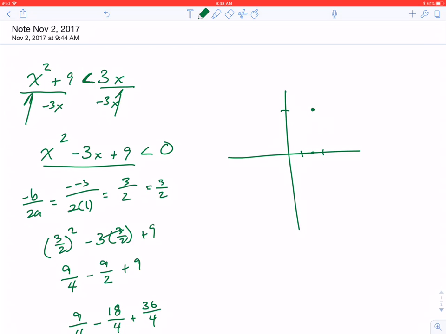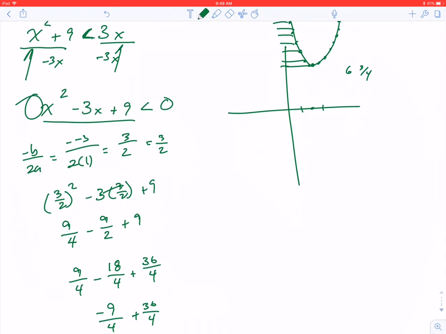So there's my vertex. Now, since my a value is positive, this parabola opens upward. So you see how every y value on this parabola is positive, right? The lowest y value you get is 6 3/4. Well, now look at this. What you're trying to figure out here is when the y values, the outputs, are less than 0. Well, less than 0 is negative numbers.